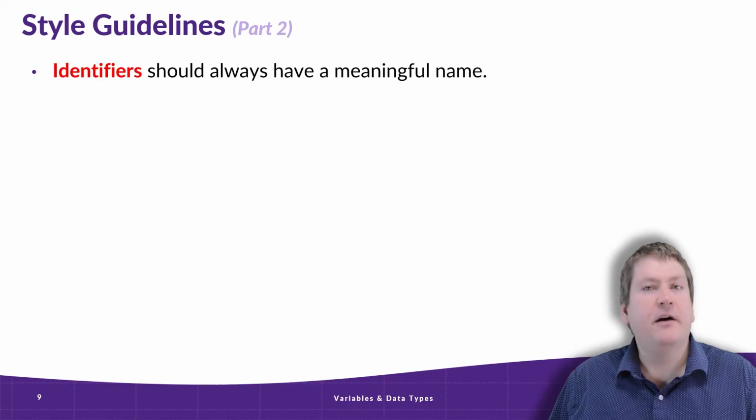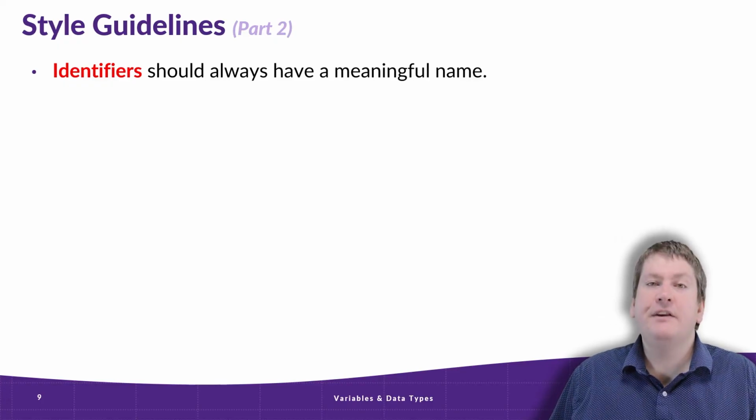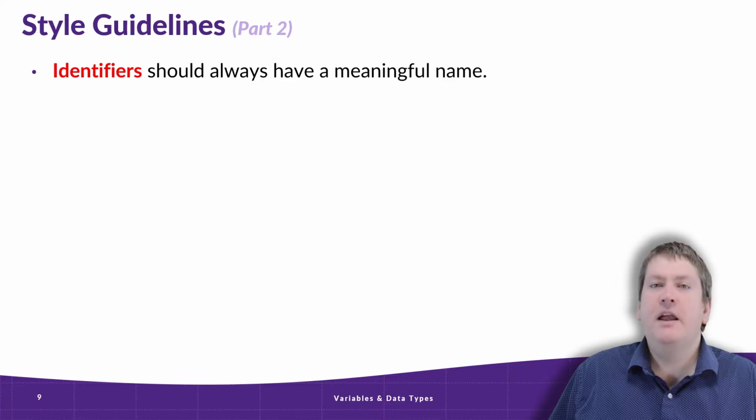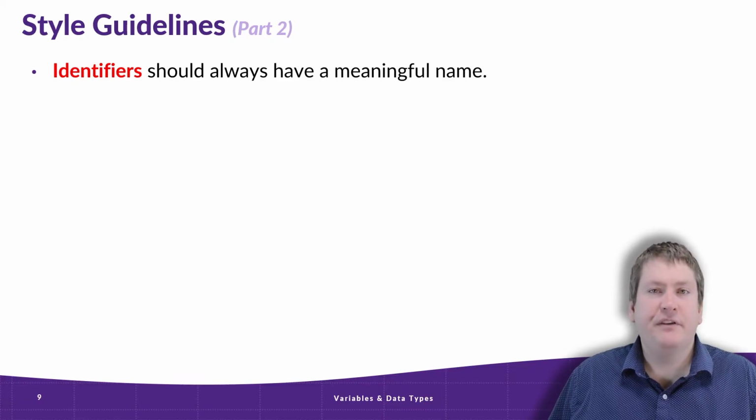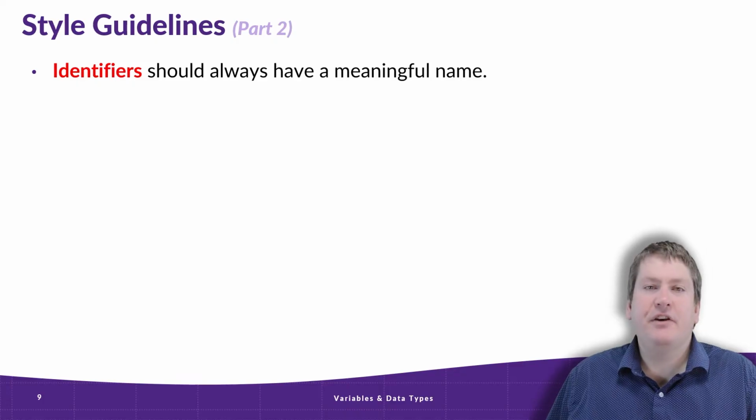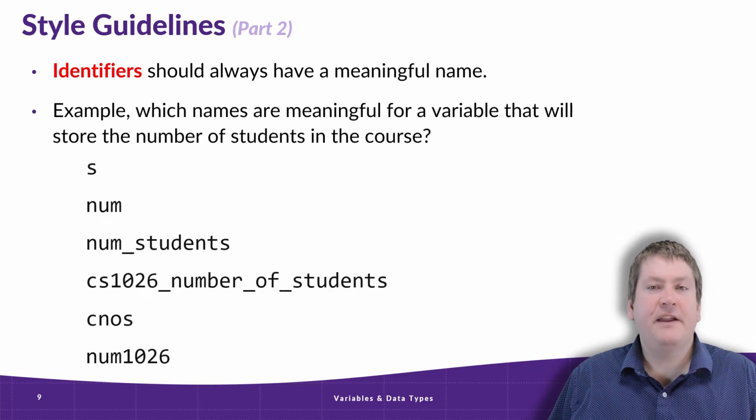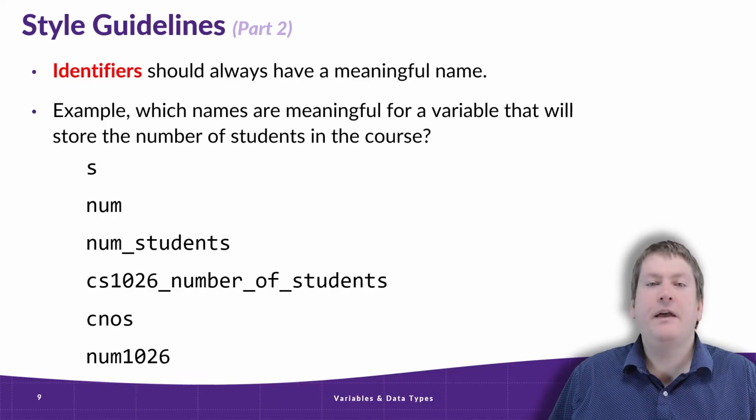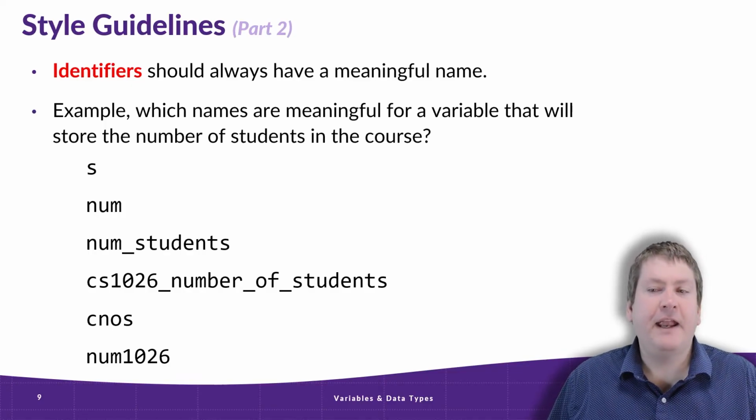Identifiers should also have a meaningful name, so it is clear to anyone reading the code what value they might hold or represent. It's important to find a balance between using descriptive names and names that are not too long, as longer names are more unwieldy and harder to manage while coding. As an example, let's say we want to create a variable name that will store the number of students in a course. Which of these would be a meaningful variable name to use to store this value? Pause the video and then unpause it when you think you have an answer.